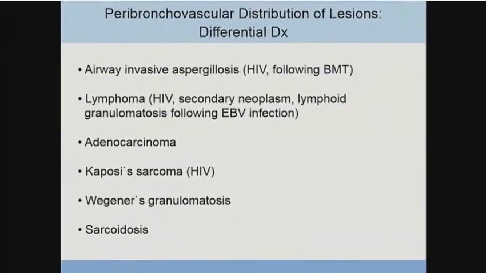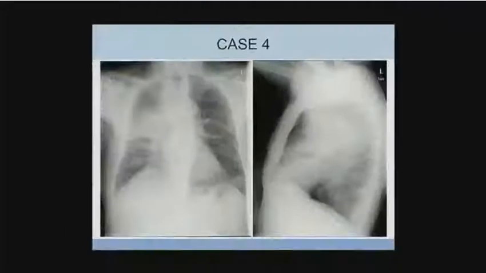And here is a list of differentials. If you see lesions that grow around or are located around the bronchovascular bundles, airway invasive aspergillosis may occur in HIV-positive patients or following bone marrow transplantation. It's seen in lymphoma, as in this case, and you may see it in adenocarcinoma, in Kaposi's, in Wegener's granulomatosis, as well as sarcoid. So these are the main six differential diagnoses of lesions that show a peribronchovascular distribution.